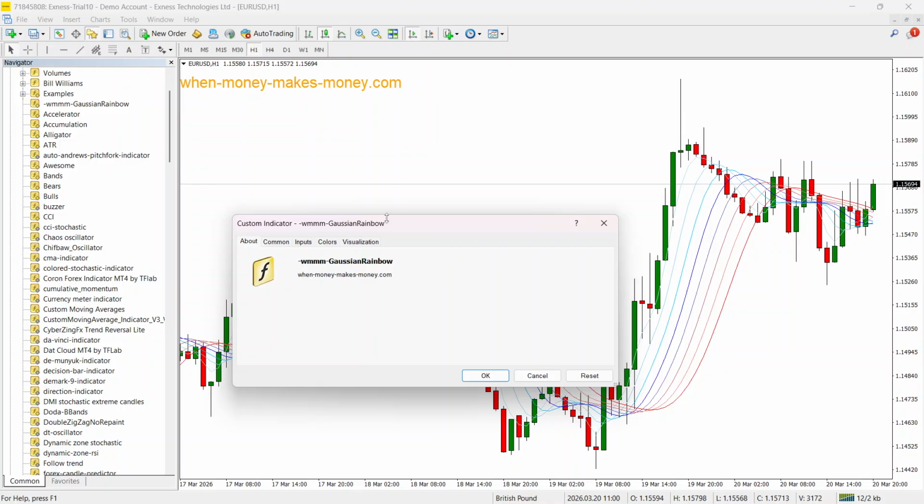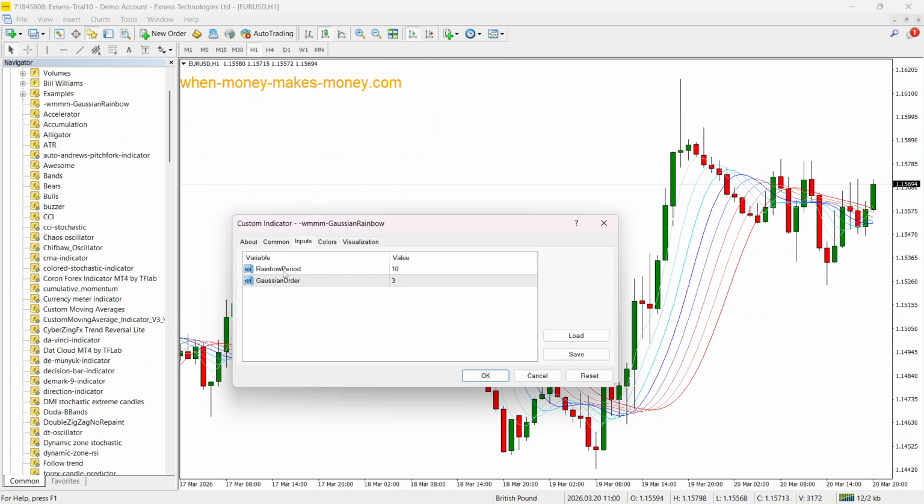Now we move over to its settings. We have the rainbow period and the Gaussian order. As each band in the rainbow is built from a Gaussian weighted moving average rather than a standard linear or exponential average, it produces smoother, less noisy lines with reduced lag at comparable periods.